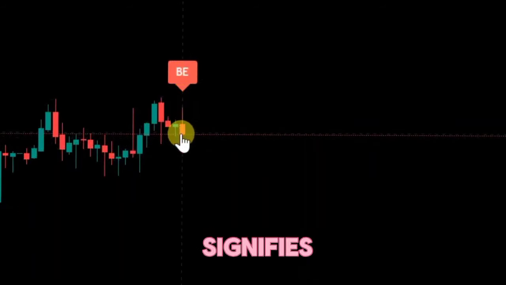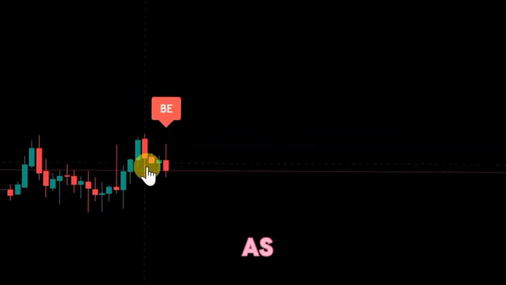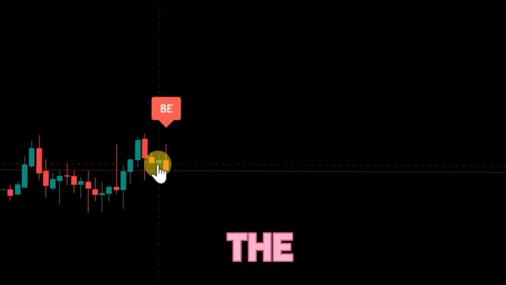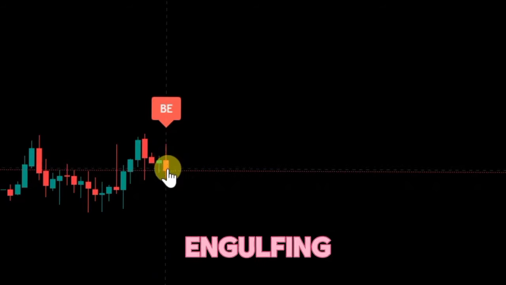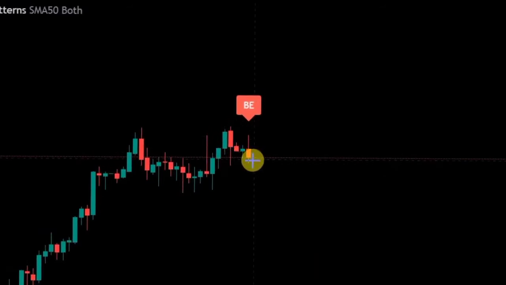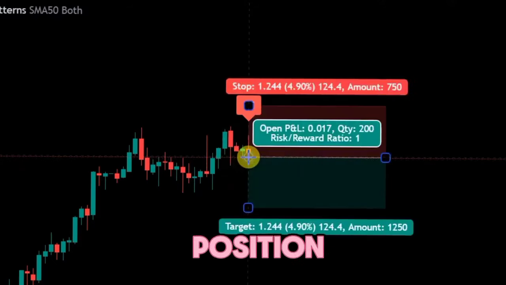This D is the price bearish and bottom candle. That's what the D means. And as you can see, this bearish candle right here has successfully engulfed the previous candle. So that's why the indicator came out with this bearish engulfing. So let's enter our short position at the close of this bearish candle, which we got this signal on top of. So you're entering your short position there.